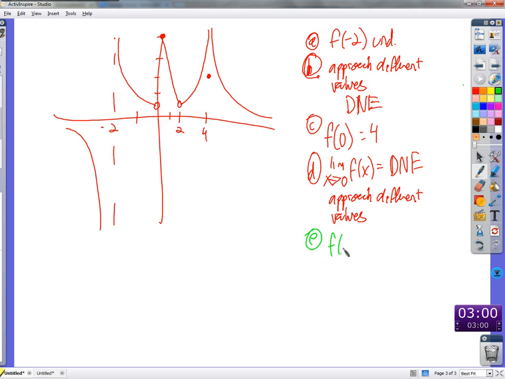f of 2. Doesn't exist. f of 2 does not exist. Let's say it's undefined. Limit as x approaches 2 is 1? Yeah, if you look on your graphs, this looks like about a 0.5. It's a good enough guess. 0.5 looks to be the limit on this side. It's coming down towards 0.5. Also, from over here, it's coming down towards 0.5. If we were to put x values into this function, we'd be getting 0.75, 0.6, 0.55. We'd be getting closer and closer to 0.5, and the same on the other side.